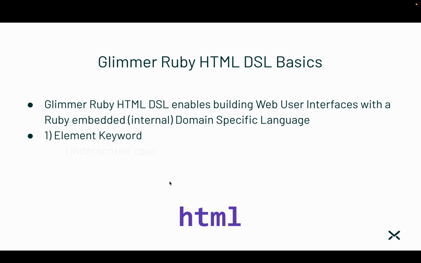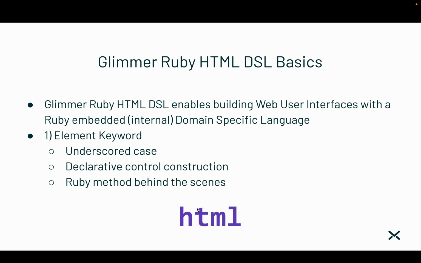So the first concept you want to learn is element keywords. When I'm using the DSL, for every element I have a keyword, and it's exactly the same keyword you use in HTML. So if you know HTML, you already know Glimmer. It's declarative, and it's a Ruby method behind the scenes, but you don't care. You're working under the illusion that this is just a declarative DSL. You don't care that it's a method.